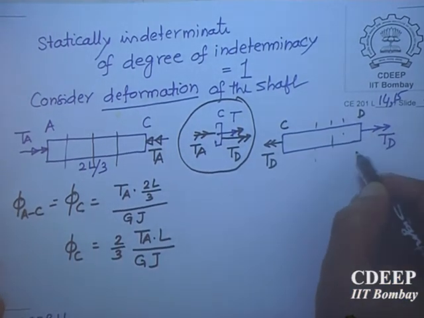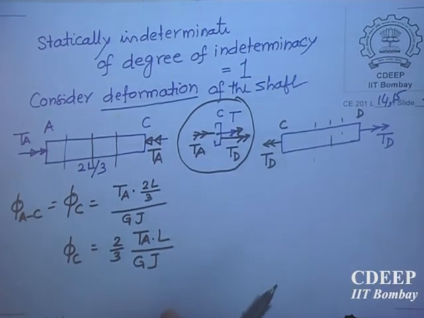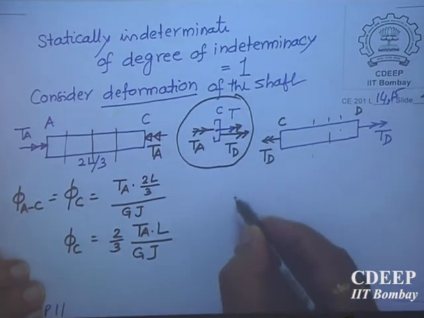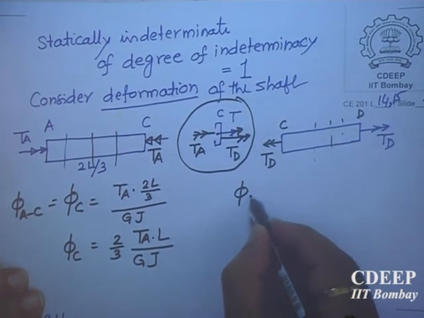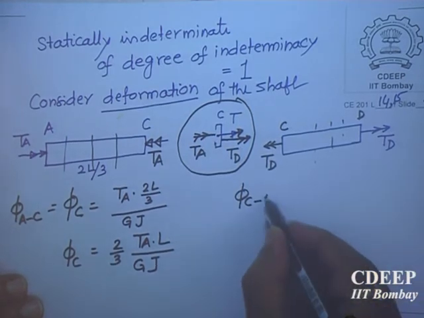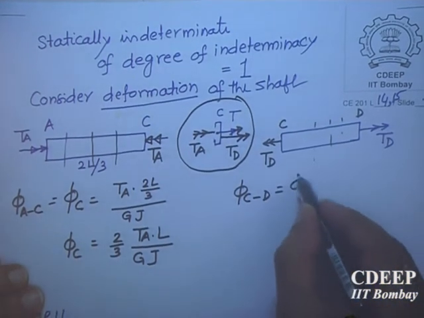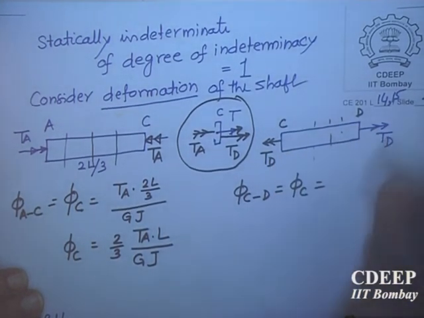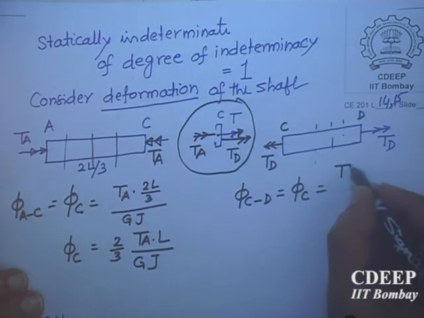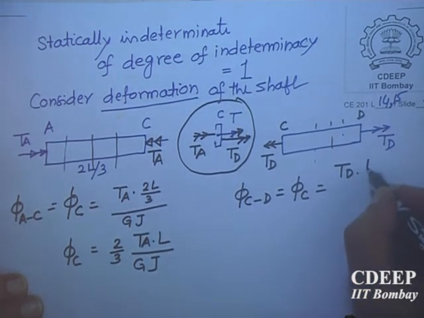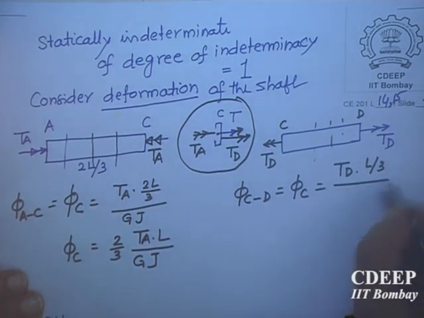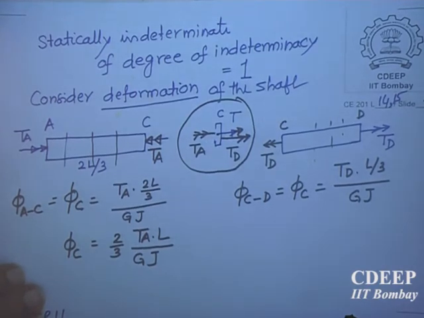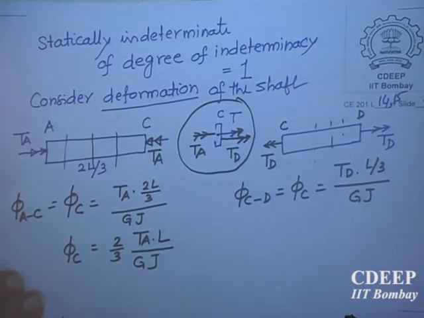Now you come to this. D is fixed. Now C must be rotating. Now what is the value of phi C again here, but with respect to D? Call that again phi C. That will be equal to TD into L by 3 by GJ. Is this okay or what is?